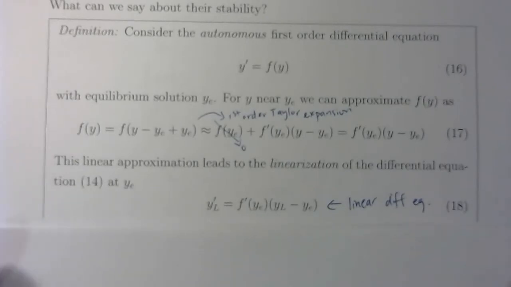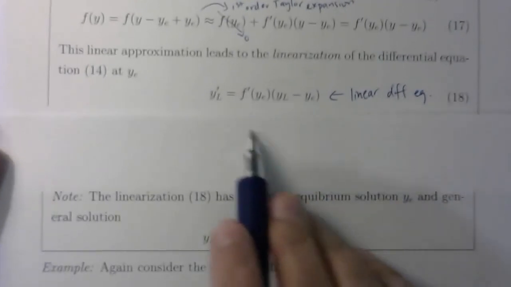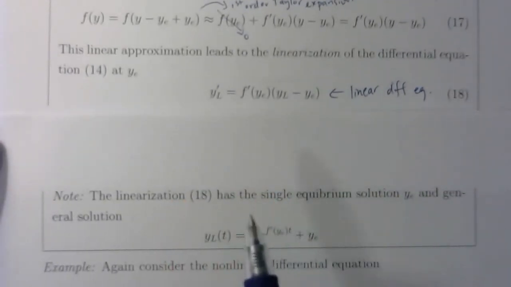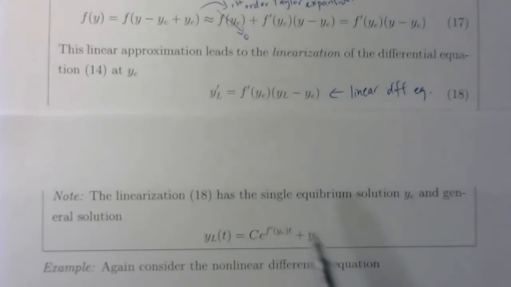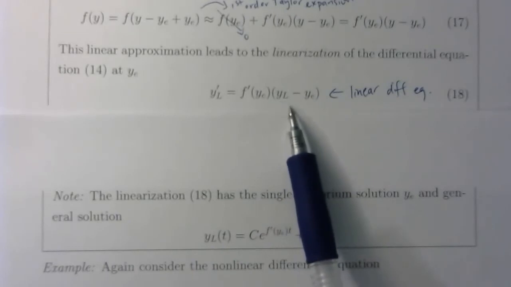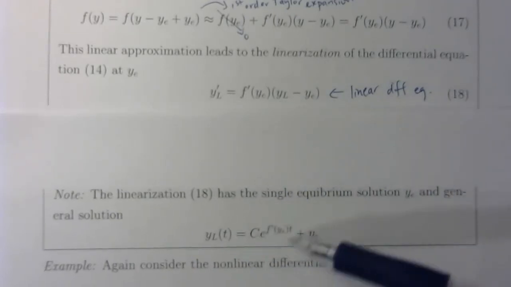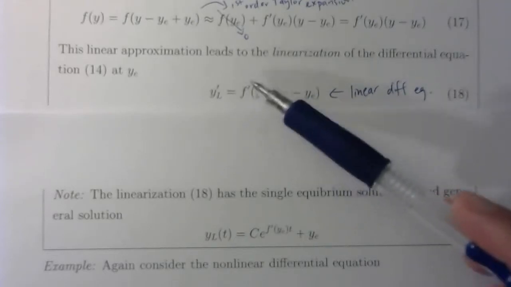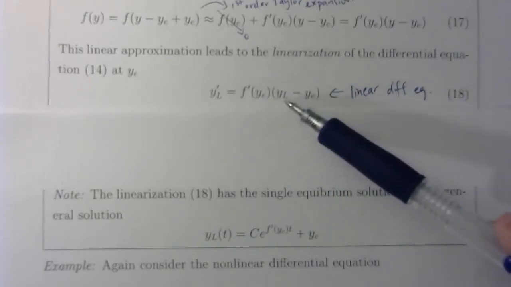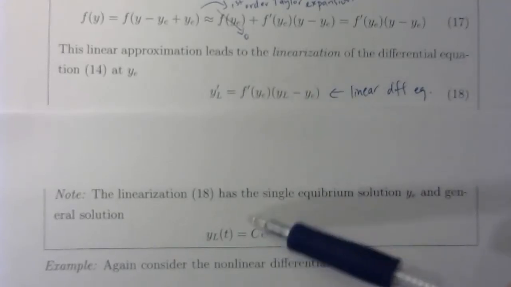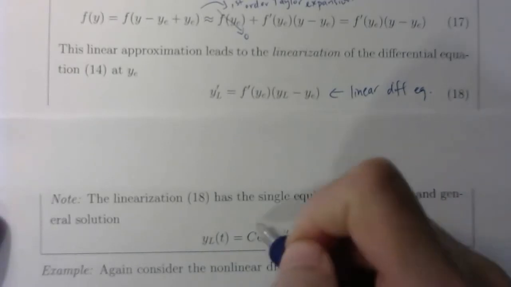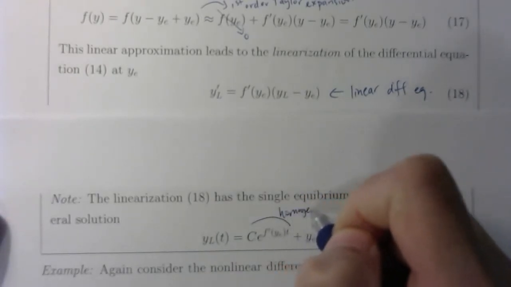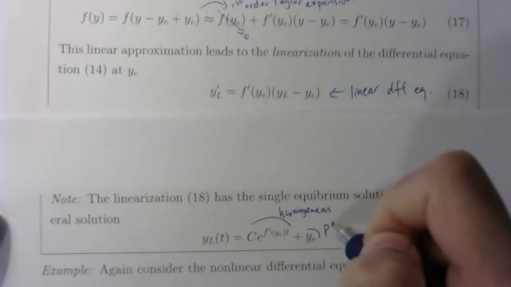Just as a side note, what is the solution? What's the general solution of this linearized differential equation? Well, it's a linear differential equation. It has one solution at the equilibrium, right? And then the solution is going to look like the solution to this non-homogeneous differential equation, which is the solution to the homogeneous part, which is y prime is equal to f prime times y_L, I guess, in this case. So that's this guy here. And then the particular solution. Right, this is the homogeneous and particular solutions.